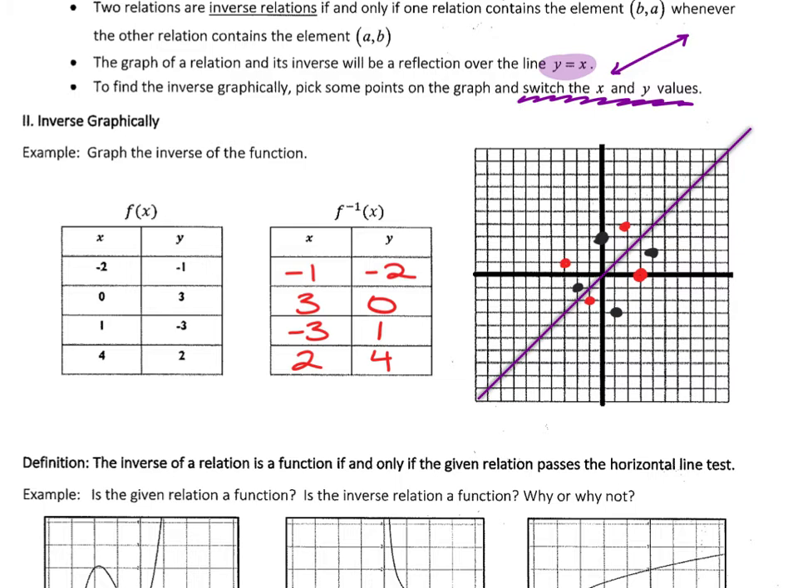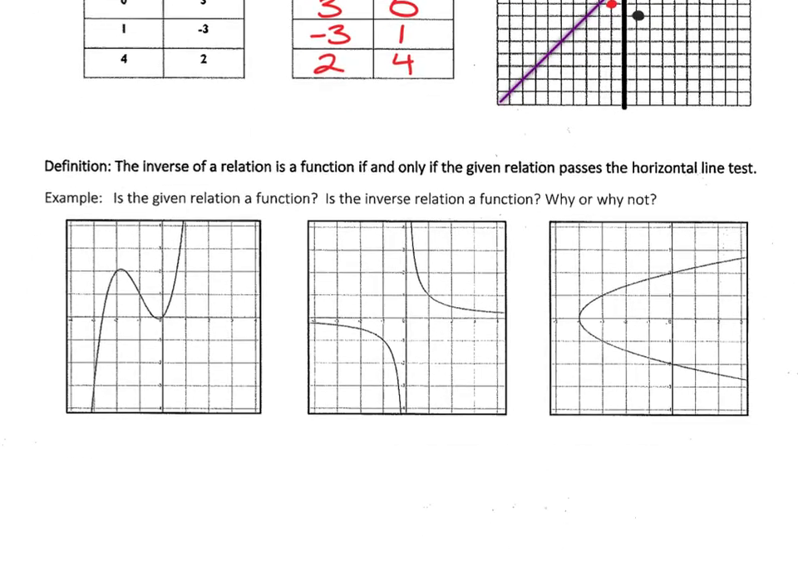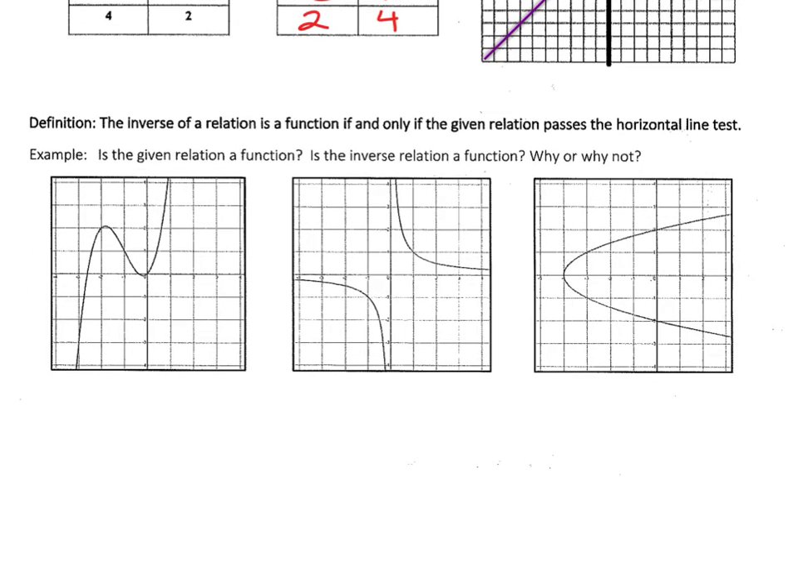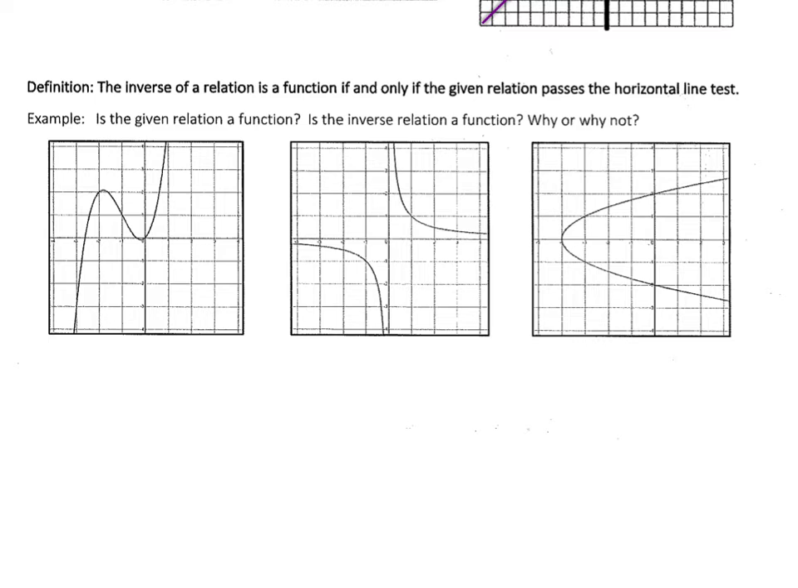Moving on a little bit, we want to be able to check and see how relations are related to each other. Inverses and functions are related to each other, and we can check that on a graph pretty easily. The inverse of a relation is a function if and only if the given relation passes the horizontal line test. We've been doing vertical line tests for our entire life to decide if something's a function or not, but we can employ the horizontal line test with pretty much the same rules to decide if the inverse of that relation is a function.